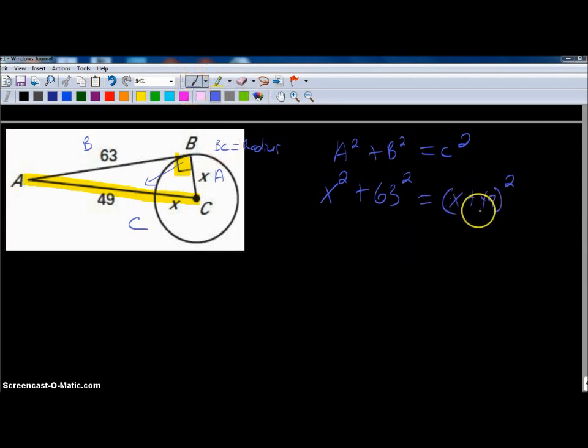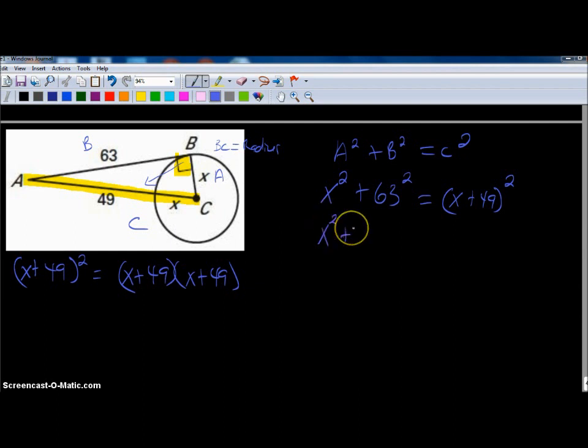Now this right here is algebra 1. I'm just going to do it right here. X plus 49 squared. That means there's two of them. X plus 49, another X plus 49. And we do FOIL method. But we want to finish this real quick because it bothers me. X squared plus, and then 63 squared is 3,969, and I'm looking for some stuff over here.